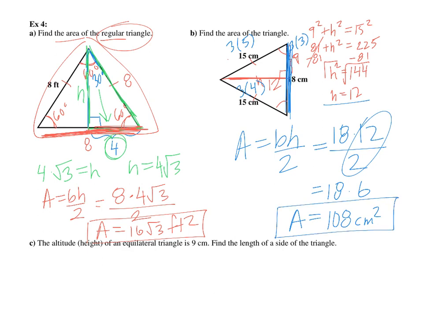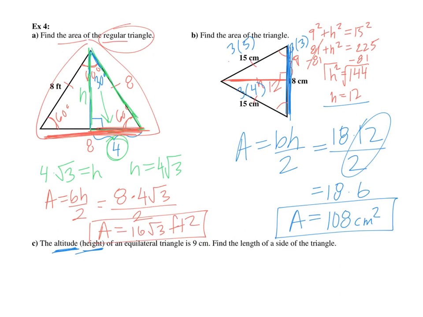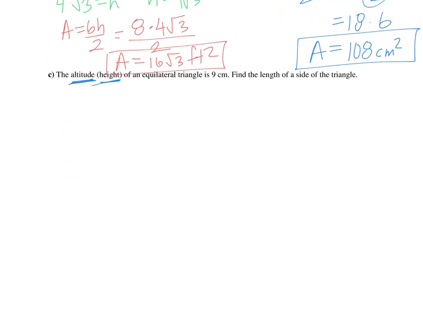All right, for the next example, the altitude, which in other words is the height of an equilateral triangle, is 9 centimeters. Find the length of a side of the triangle. All right. They tell me I have an equilateral triangle, and its height is 9 centimeters.